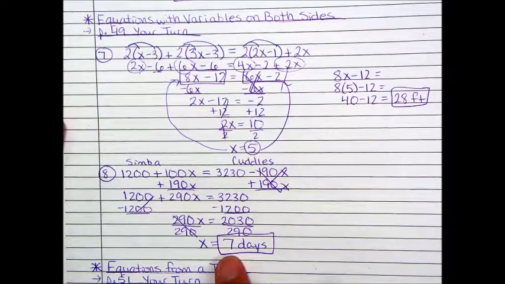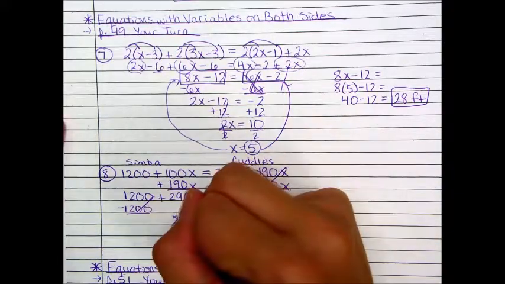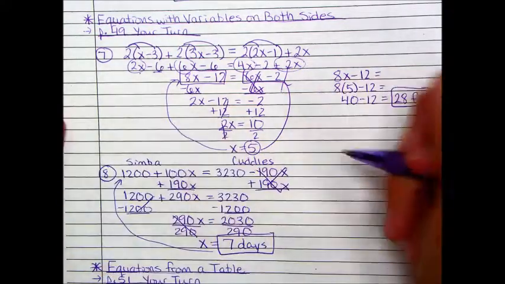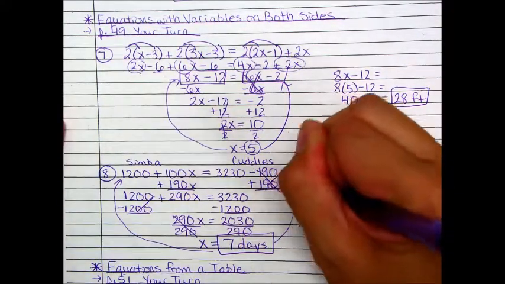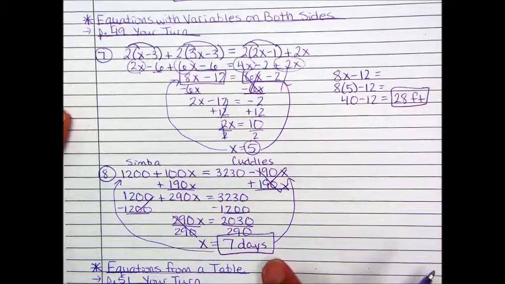So now that we know it's going to be 7 days, we either need to plug that 7 into the Simba side of the equation or the Cuddles side of the equation and figure out after 7 days how much they would actually be consuming.